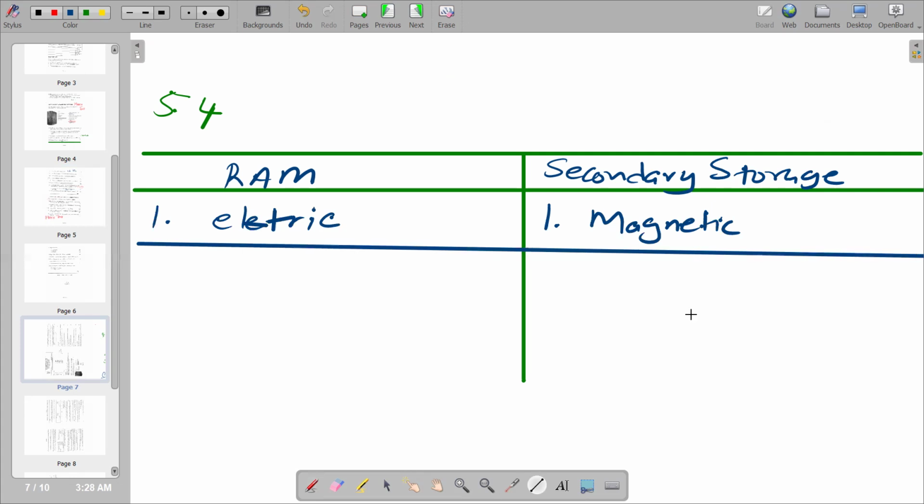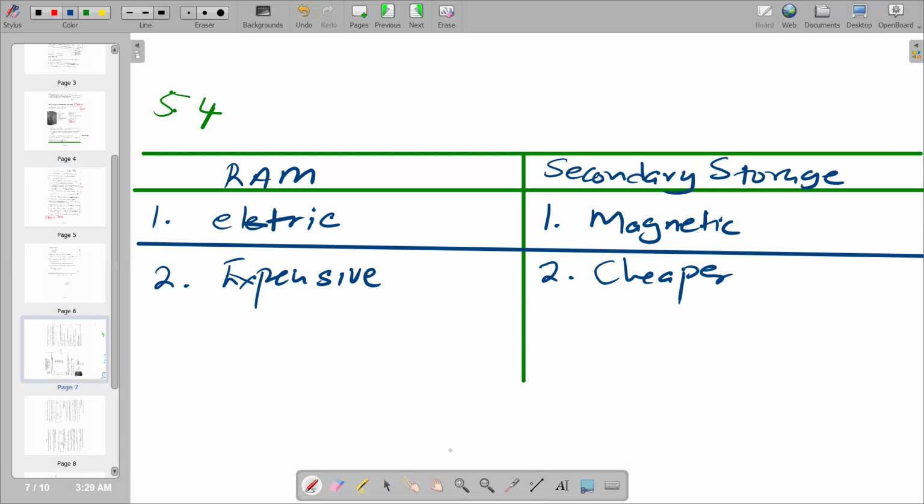The question is only two differences, so we can come up with the second difference. If you look at the level of being expensive, you will see that RAM is expensive, and secondary storage is a bit cheaper. So this is what we have.